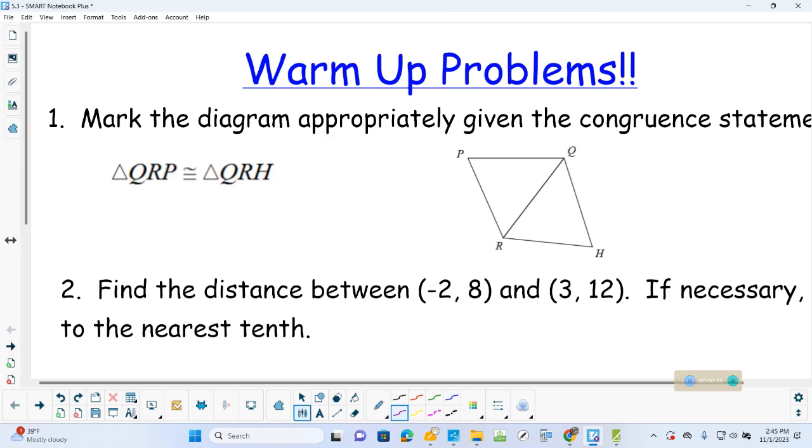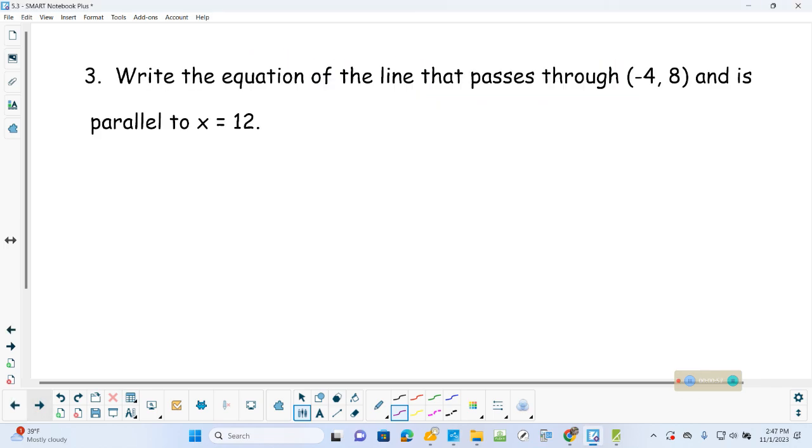All right, so you are going to need your calculator for this distance formula problem, just for the record. I'm going to actually do these out of order. I'm going to do the least amount of work one first. Write the equation of line that passes through the point parallel to x equals 12. So first thing you have to recognize, what special type of line is x equals 12?